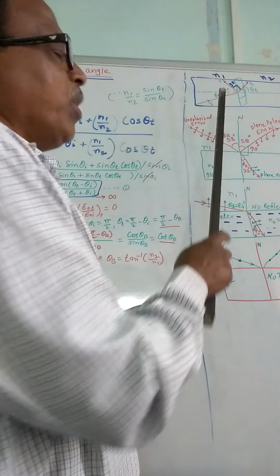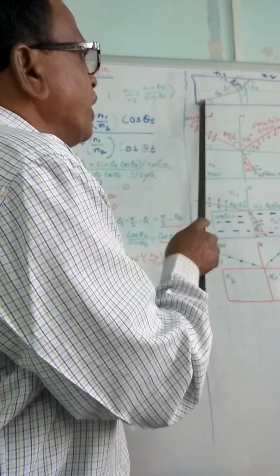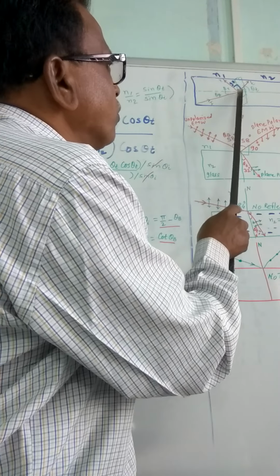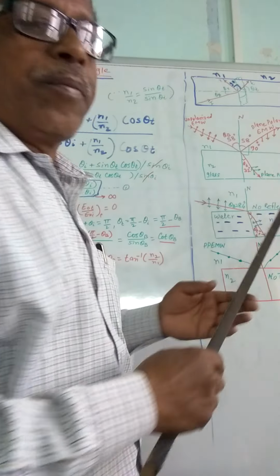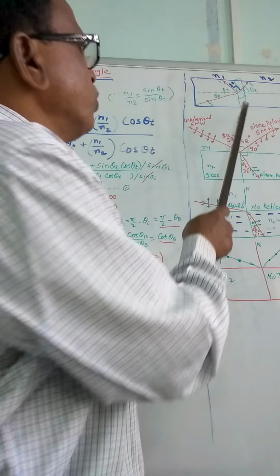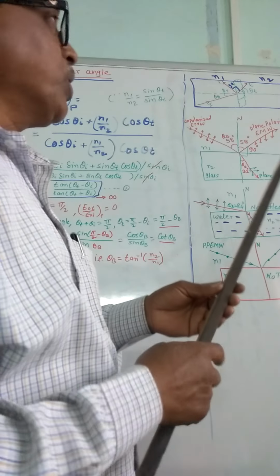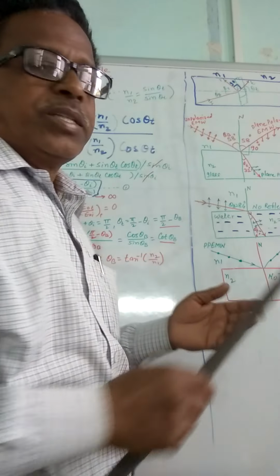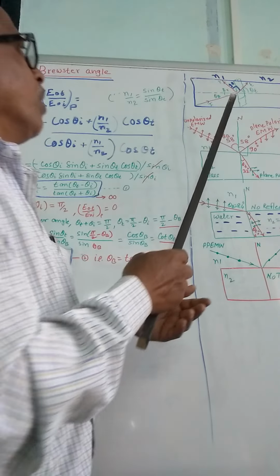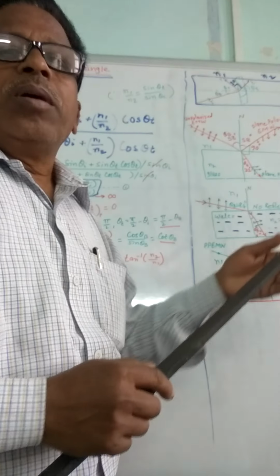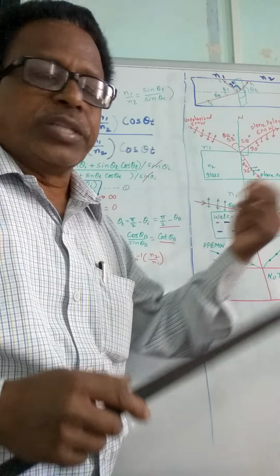Now, at only a particular angle, whatever energy is incident on this surface, the whole energy gets transferred to the second medium. That means there is no reflected energy. Such an angle of incidence is called the Brewster angle, or that angle is also called the polarizing angle.